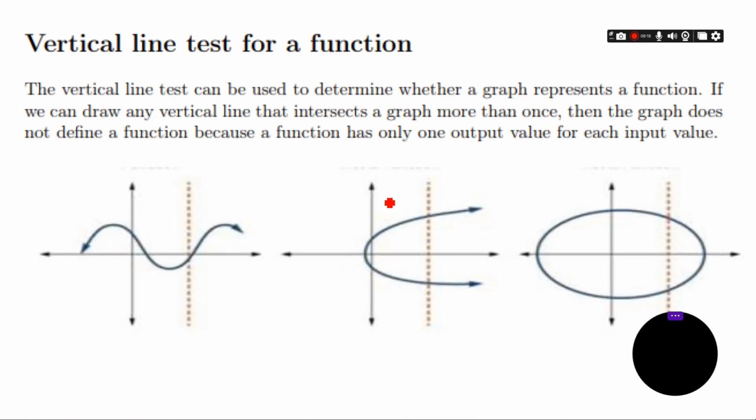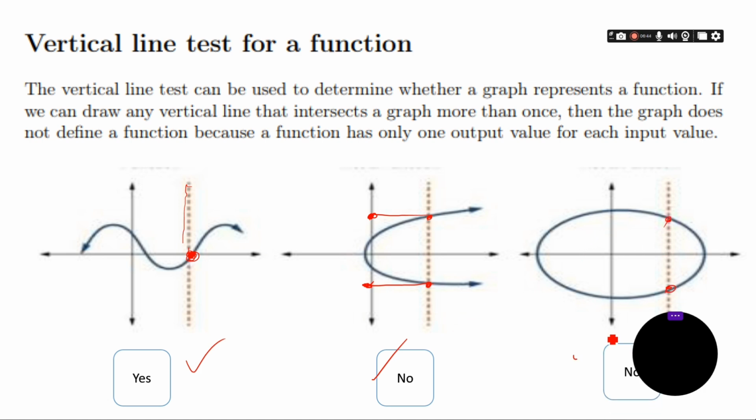Vertical line test for a function. We draw a vertical line to check whether it is a function or not. This line is cutting at only one point, so yes, it is a function. But in this graph the line is cutting at 2 points, so there are 2 y values, here one y value, here another y value. Two y values, not a function. Here also no, because it is cutting at more than 1 point, so not a function.